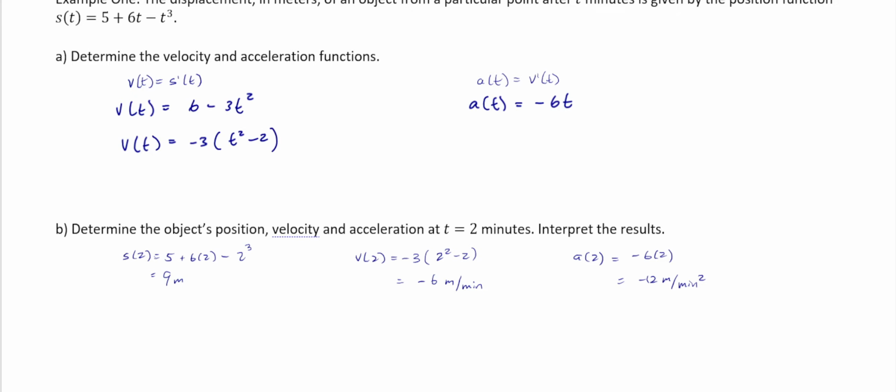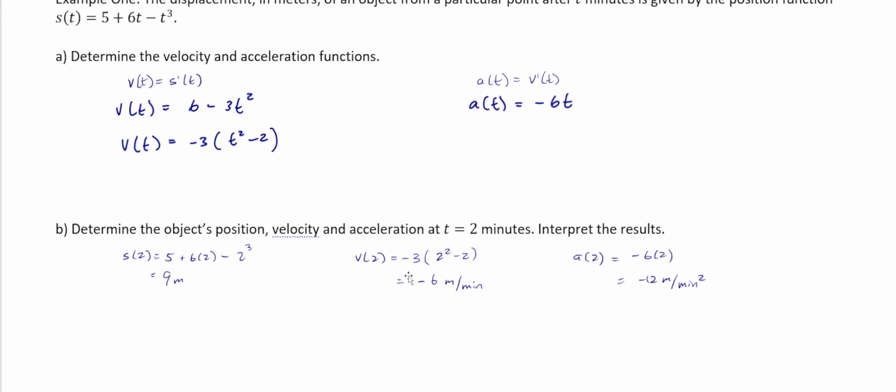So we can see right here that our position function is 9 meters, so it's positive. So it's starting to the right of the reference point. The velocity is negative, and it's negative 6 meters per minute. So that means that the object is moving to the left. Well, if it's starting to the right and moving to the left, it's moving towards the reference point.